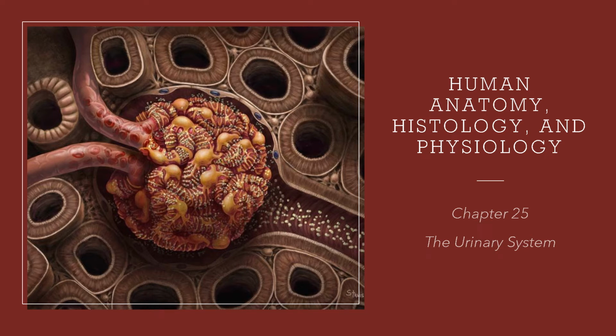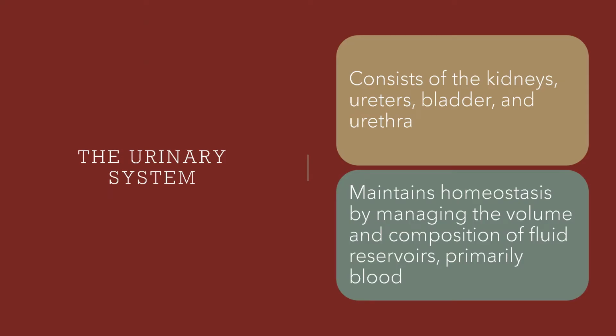So we're going to be starting on chapter 25, which is the urinary system. The urinary system includes the kidneys, ureters, bladder, and urethra. Now the kidneys do the major work of the system, and the other parts of the system are mainly passageways and storage areas. This system maintains homeostasis by managing the volume and the composition, or what the solute is made up of, of the fluid reservoirs and the blood.